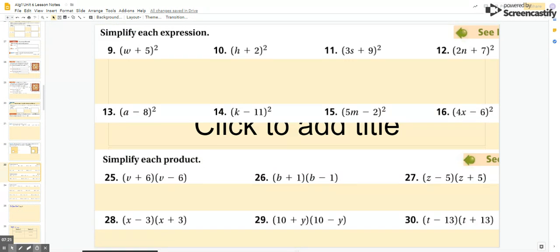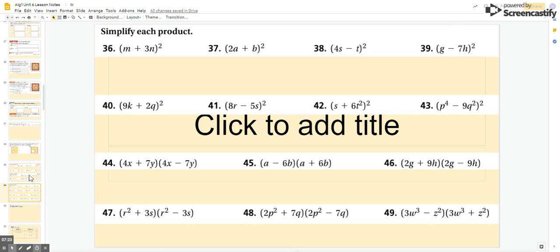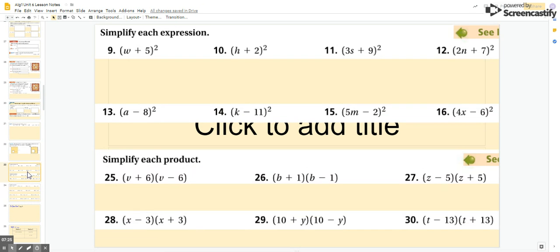This is going to be the classwork, and this part is going to be the homework. So I need you to try to use the FOIL method. If you want to use a simpler strategy that we learned today, you can use it, but you double check by doing the FOIL method.